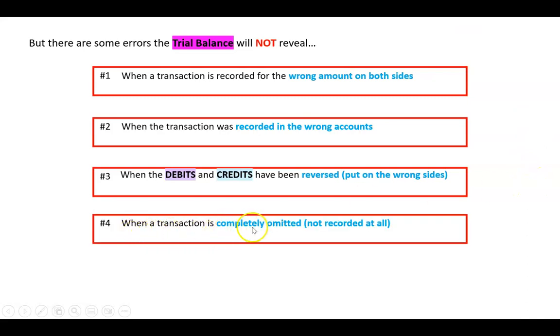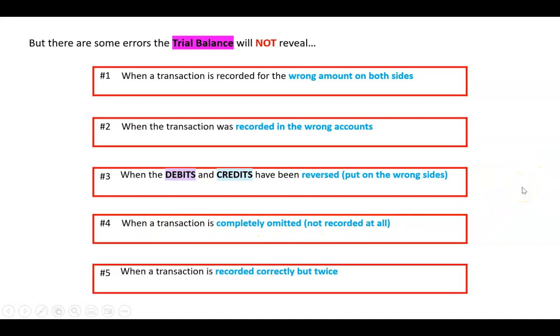Number 4, maybe I forget to enter a transaction at all, which we say it was completely omitted. So your trial balance would be 100% correct if you didn't enter any transactions. So if you leave something out, your trial balance will still balance, but it's going to be wrong because there could be a transaction you've completely omitted. And lastly, maybe you accidentally record a transaction not once, but twice. You get the debits and credits right, but you do it twice. Well, your trial balance is still going to balance, but you won't know that you've got a mistake.